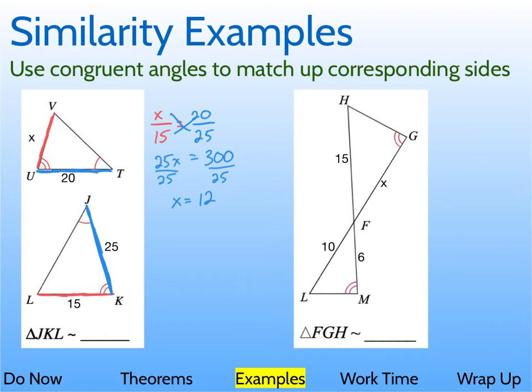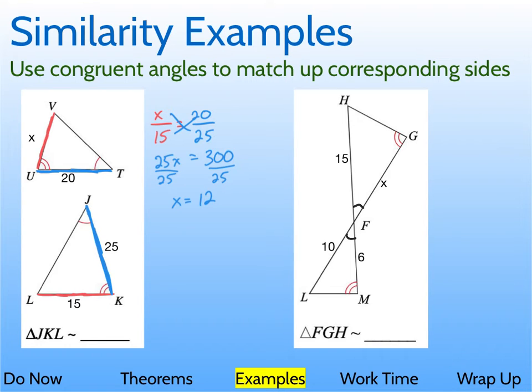X equals 12. And there you go. So the next problem, we'll do the same thing. But first, one thing we should do is notice that there's only one angle that's labeled congruent. But don't forget about these vertical angles. So I'm going to label those with one arc. So there we go. We have the vertical angles labeled.